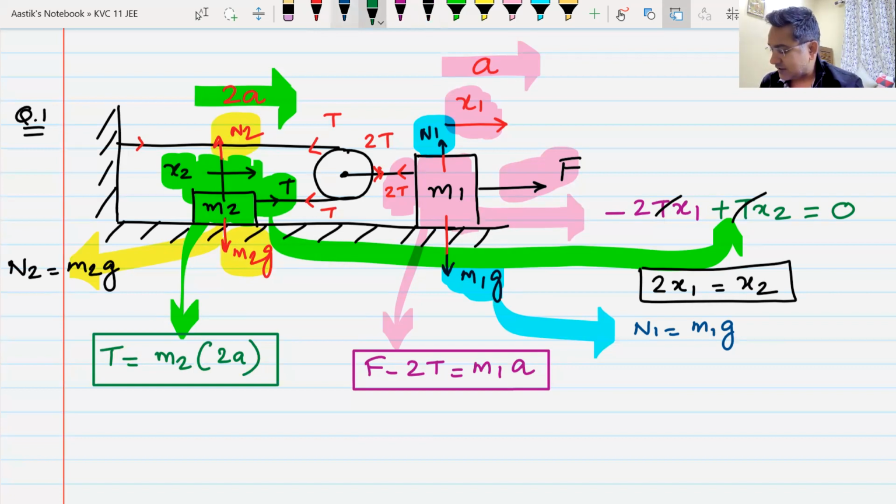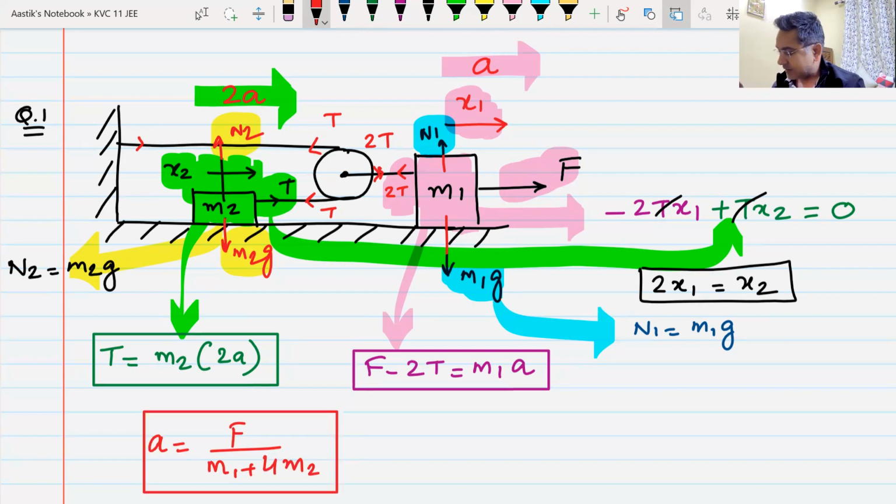And the answer is, acceleration would be equal to F divided by what? m1 plus 4m2. That is the answer, my dear friends. Anyone got this answer?